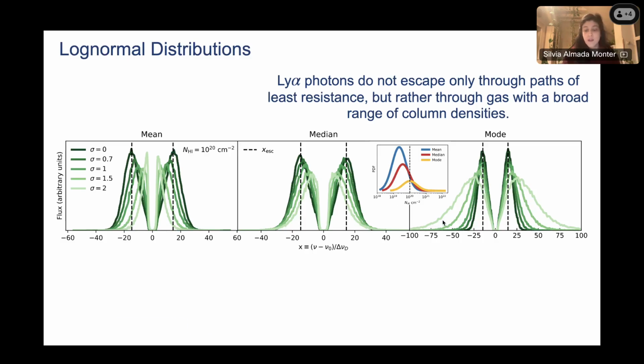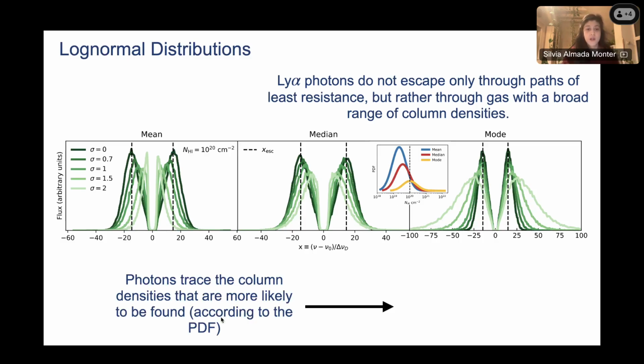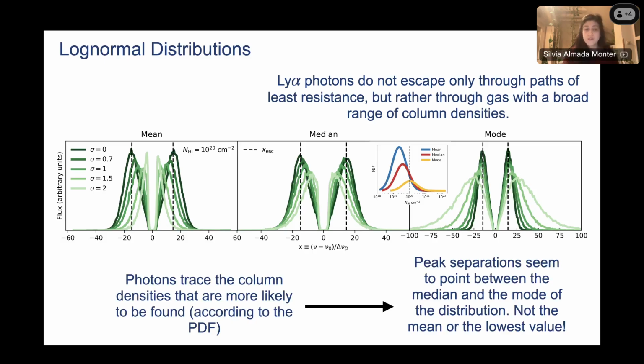As you can see, Lyman-α photons are tracing the column densities that are more likely to be found according to the probability density function. So actually, one of the main results of this paper is that the peak separations point between the median and the mode of the distribution, not the mean, and especially not the lowest value.